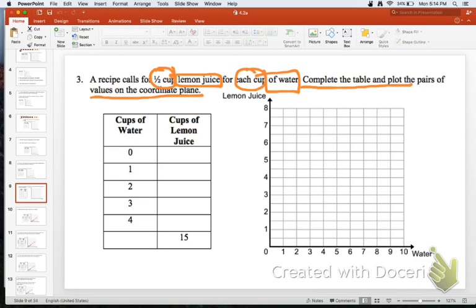So in this situation, I see that I have water, and so I'm going to highlight that blue. And I have lemon juice, so I'm going to highlight that yellow so I can keep track of where things need to go. It says I have half a cup of lemon juice for each cup of water. So for 1 cup of water, I have half a cup of lemon juice. Now this, remember, right here is called our unit rate.